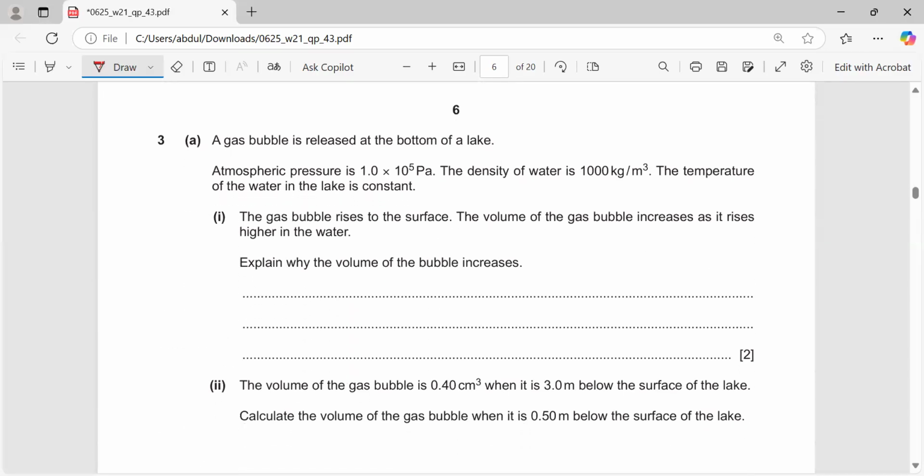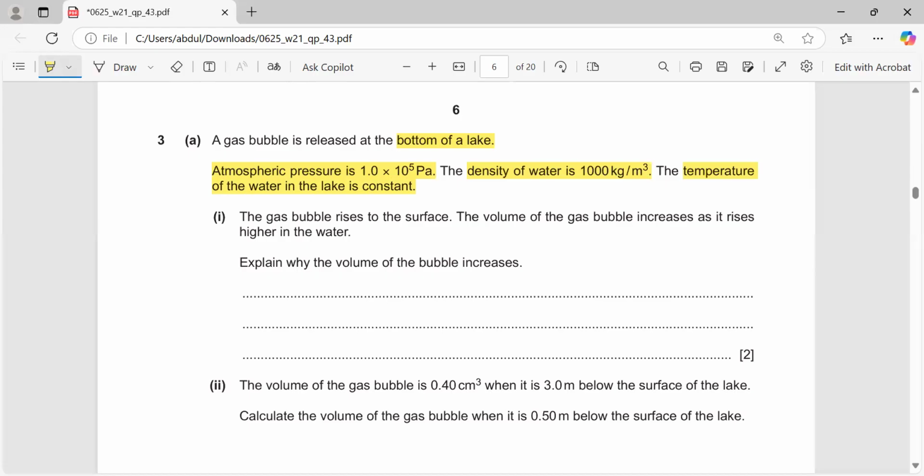Now, this question is also very tricky, especially part two. A gas bubble is released at the bottom of a lake. The atmospheric pressure is this. The density of water is this, 1000 kilogram per meter cube. It means this is fresh water because the density of seawater is higher than 1000 kilogram per meter cube. Temperature of the water in the lake is constant. So it means one way or the other we are going to use Boyle's law. P1 V1 is equal to P2 V2.